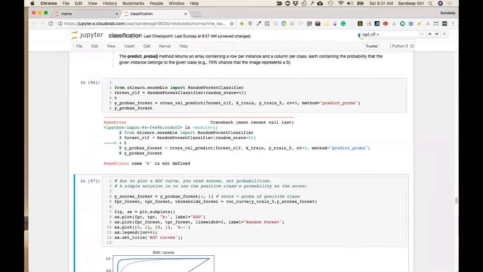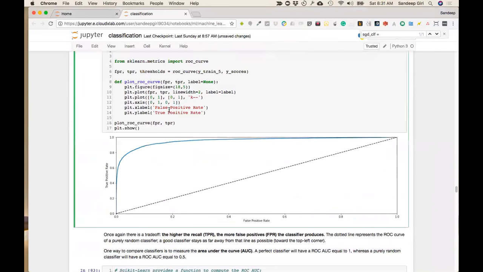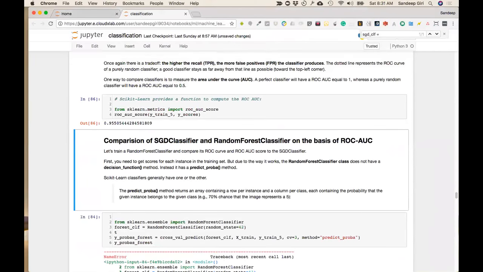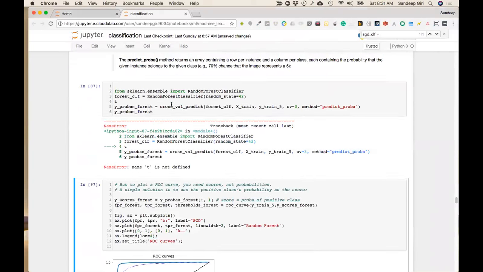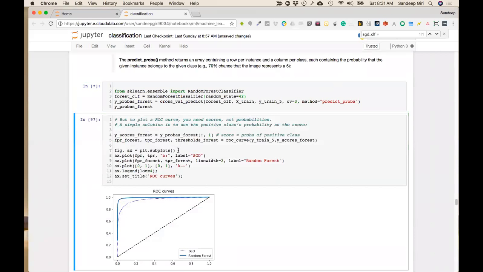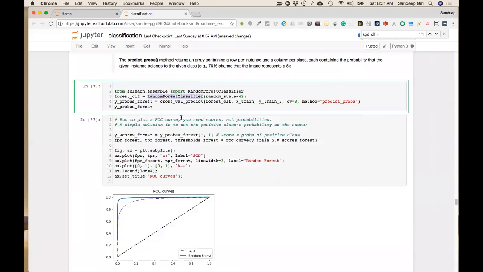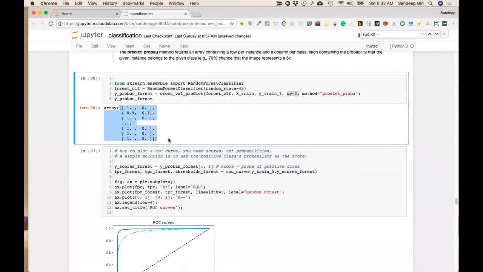So let's try to plot this. T is not defined. Where is T not defined? Here. All right. Here we are trying to fit the random forest classifier, using cross-validation with 3 folds, and we're getting the results.